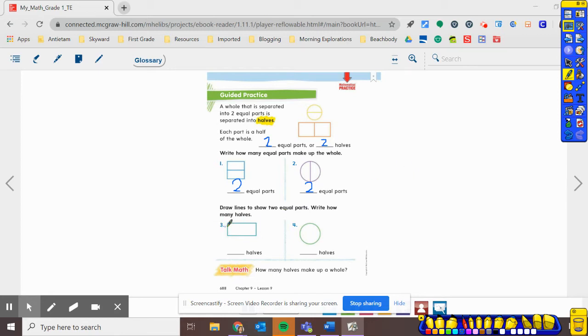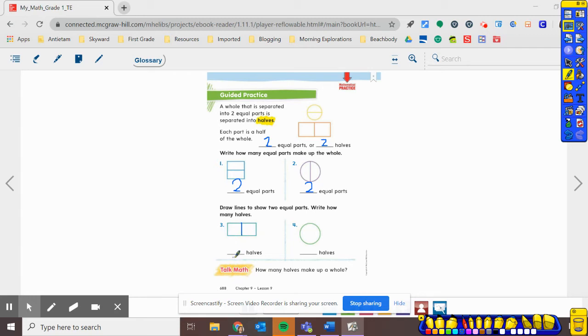All right, coming down to number 3. Now they want us to draw the lines in to show two equal parts. Well, guess what? We did this on the front of our page. So you should already know how to break these into halves. So you're going to find the middle of the shape. So right about here for my rectangle, I'm going to draw a straight line down. Oh, that's very straight. I'm going to try again. Straight line down. That's much better. And now I have my two equal parts.